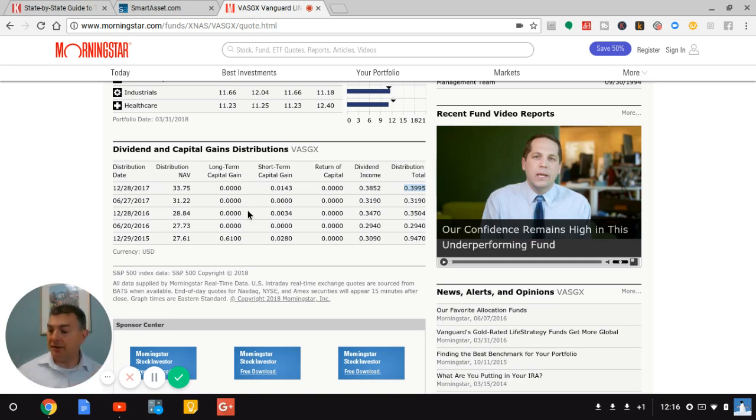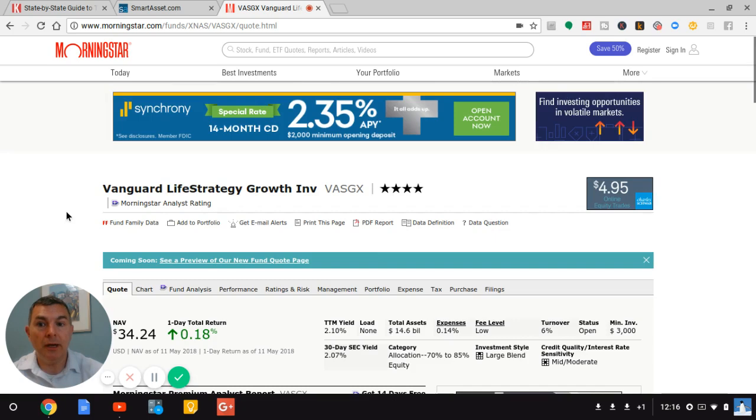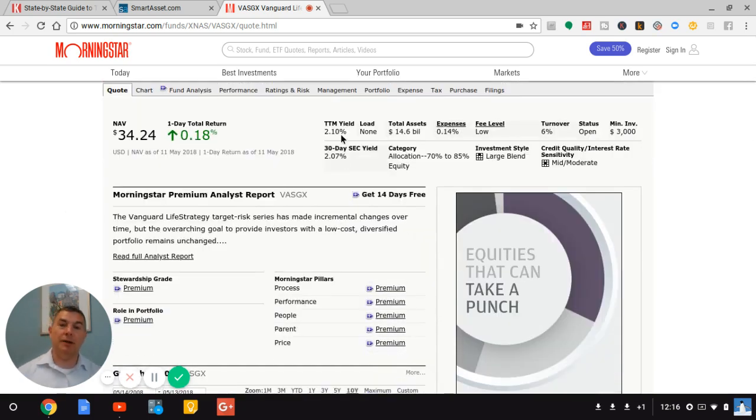And that gives us about 2.02% as a dividend distribution and interest distribution over the last 12 months. And then we go back up here and we say, trailing 12 months, 2.1% distribution yield. But why do I hark on that? It's not that big of a deal?